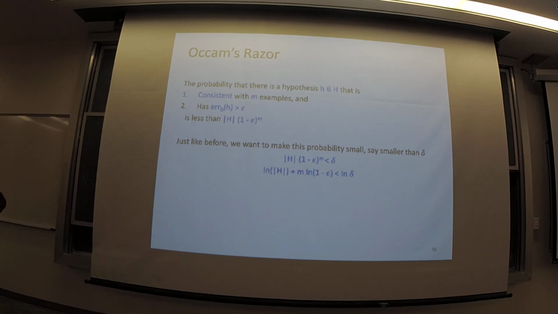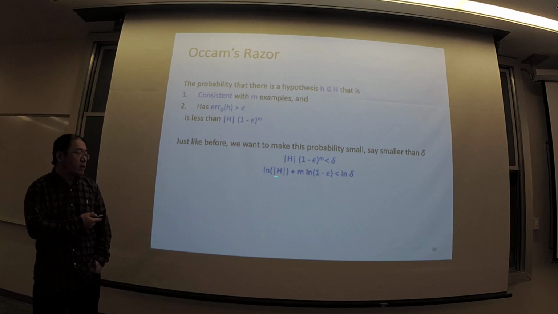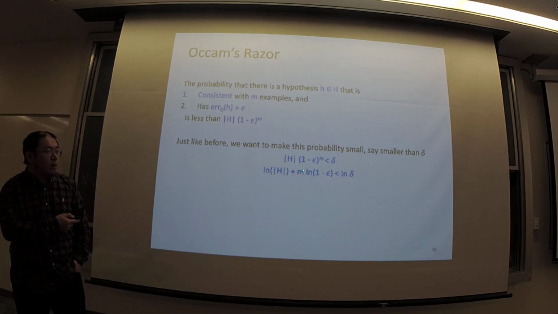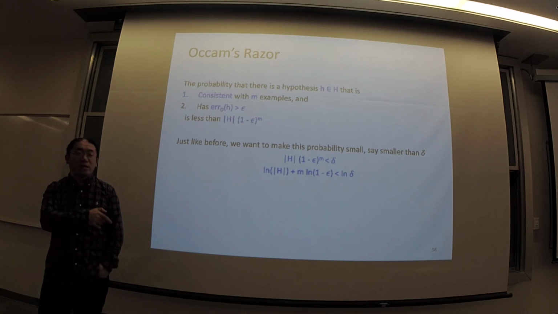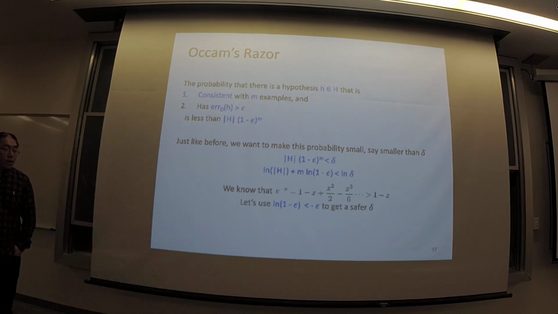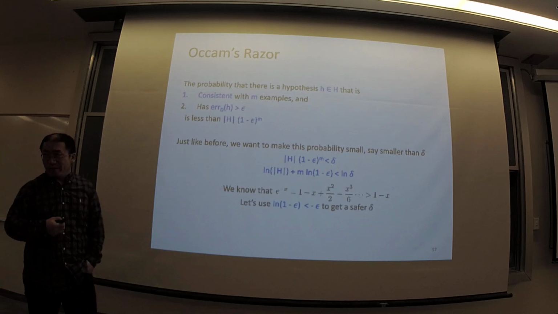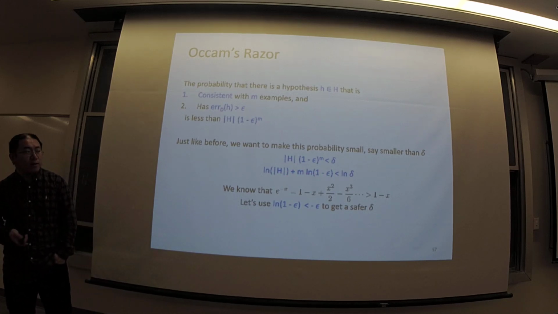Okay, so the question is, how can we solve this, right? We can take a logarithm on both sides. We have the logarithm of the size of H multiplying m times the logarithm of 1 minus epsilon is less than the logarithm of delta, right? Delta is some specific level I gave. This part is still a bit complex to solve, and then we introduce another upper bound.